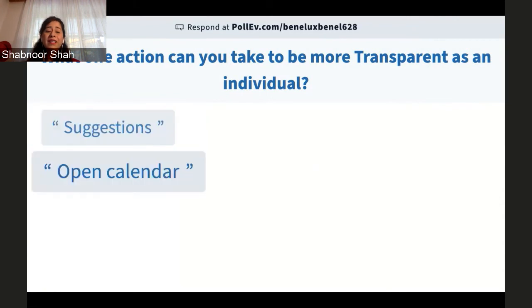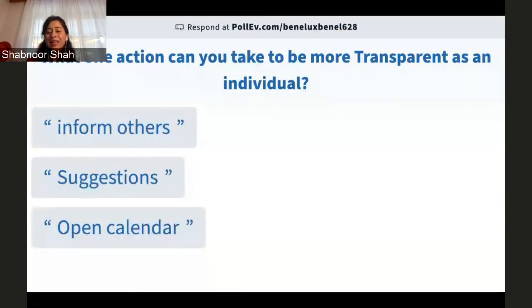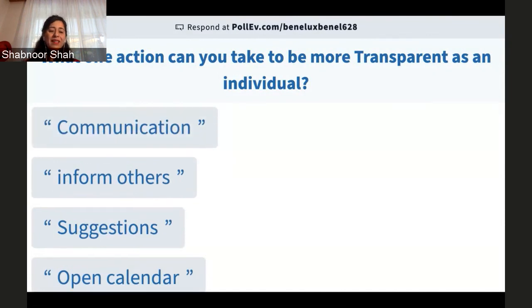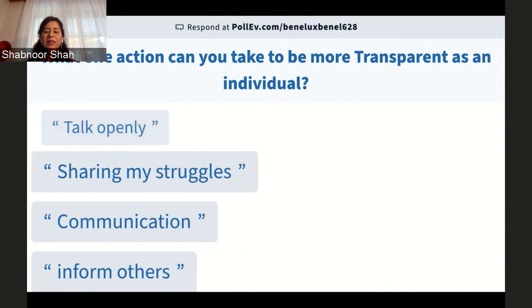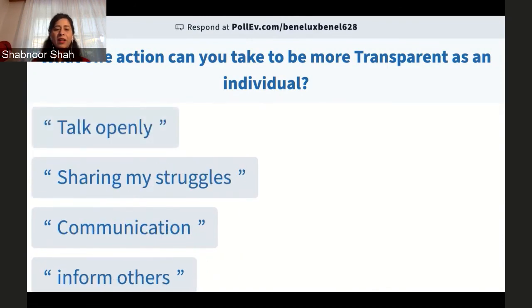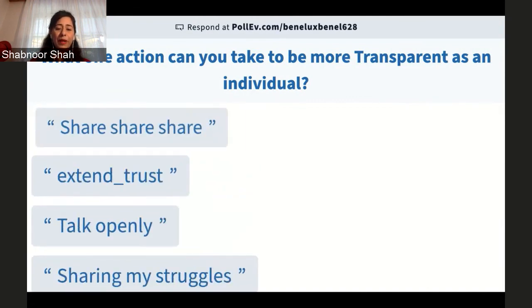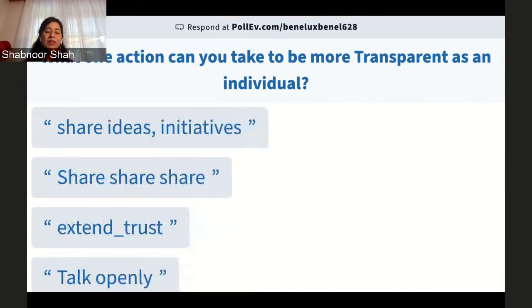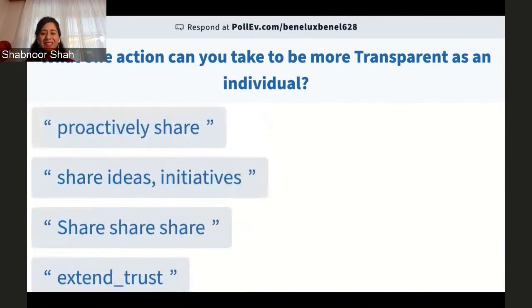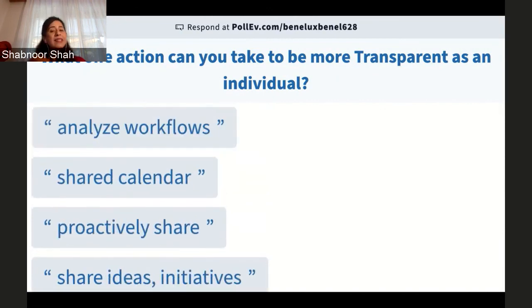So, like we said, it's the intent. It's easy to talk about transparency and teach other people, but it's a decision that you make at an individual level. Start communicating, informing others, sharing your struggles. Sometimes expressing what your challenges are can really change the way people perceive how you're working and what challenges you're going through. It leads to more empathy. It helps build trust. Really happy to hear that you will start sharing your ideas and initiatives and share more proactively. Fantastic. So that's at an individual level.